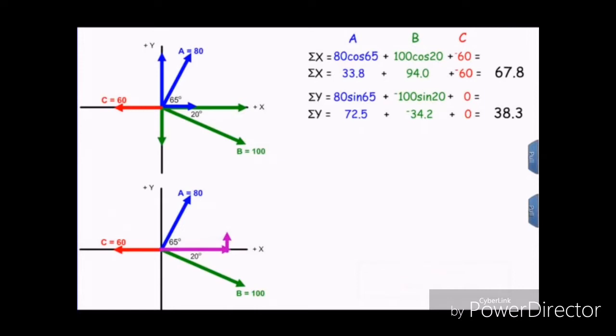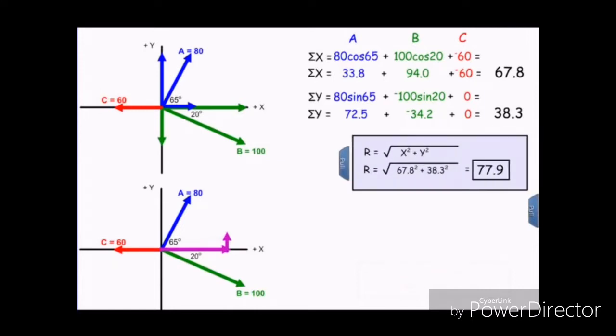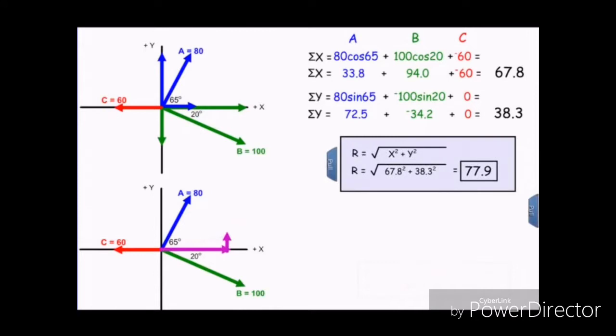So we can then define the resultant by using the Pythagorean Theorem. We'll take the square root of the sum of the x squared plus the sum of the y squared, and we get a value of 77.9 for the resultant. And we click on it and we can see what the vector looks like and what the value is.